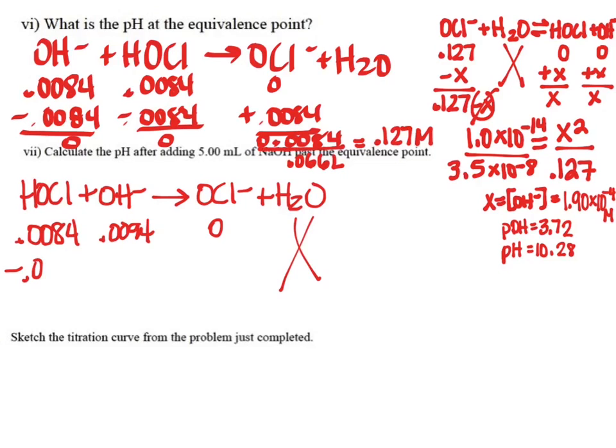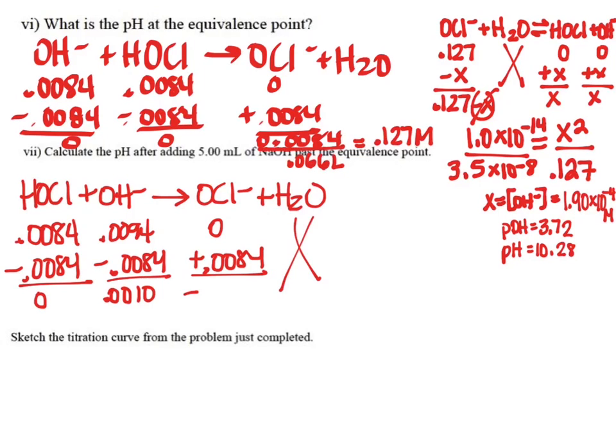This time, HOCl runs out first. And plus 0.0084. So after the war, we are left standing with hydroxide and OCl minus. So how do we calculate pH? We're going to use hydroxide molarity, right?